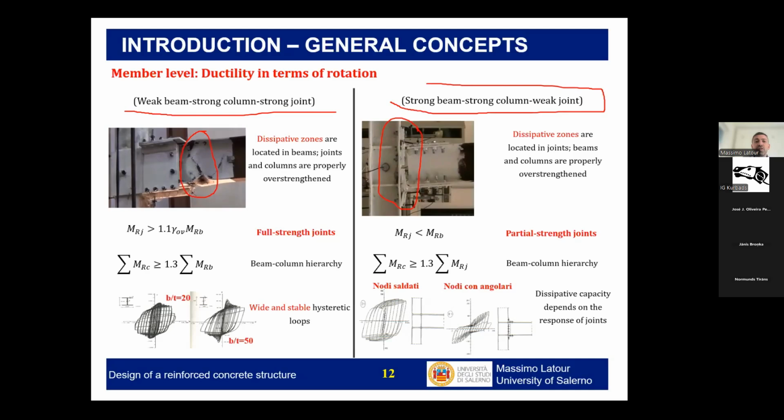We have to establish a hierarchy in the structure. So the concepts are, let's say, the most common is this one, having a weak beam, so dissipating in the beam, but a strong column and a strong joint. So when I'm designing the structure, this means that I will start normally from the design of the beam, and afterwards I will design and check all the other elements of the building, so the columns and the joint, to be more resistant than the beam.